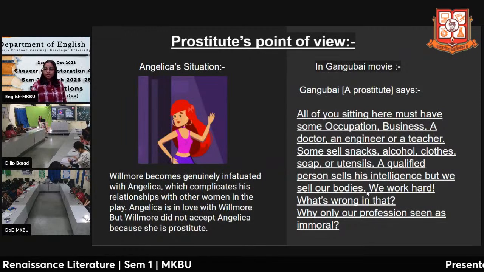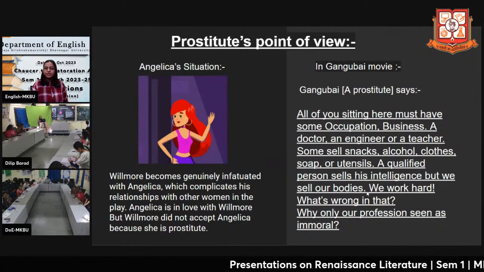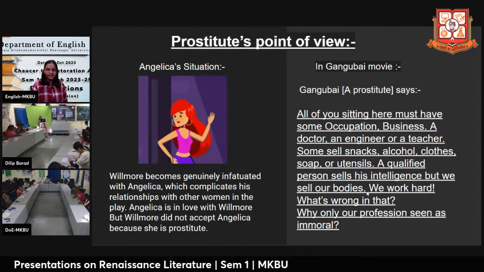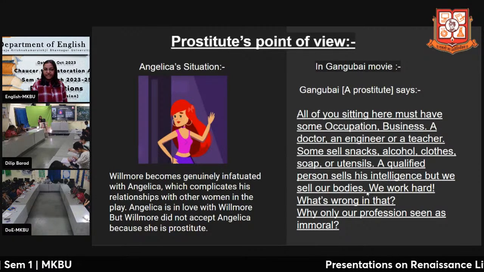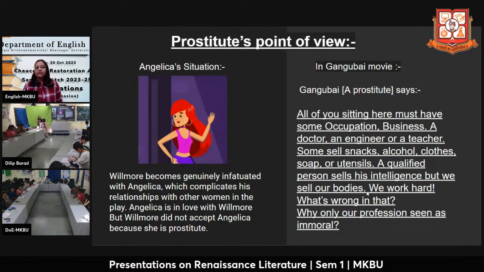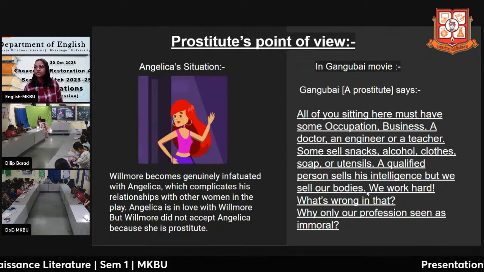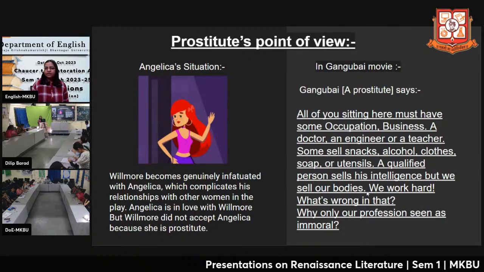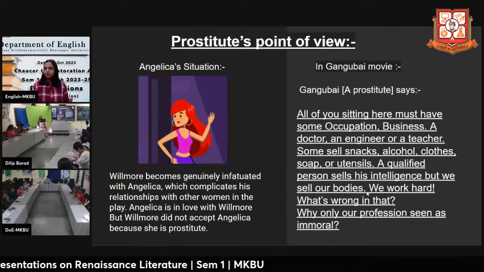Here is the prostitute's point of view. Angelica's situation: Willmore becomes genuinely infatuated with Angelica, which complicates his relationship with other women in the play. Angelica is in love with Willmore, but Willmore did not accept Angelica because she is a prostitute. Here I can put a movie dialogue from the film Gangubai. Gangubai is a prostitute and she is giving her opinion and her point of view, that how we have to suffer and we have to deal with society.